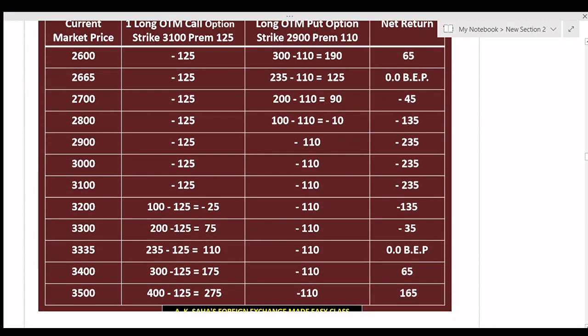Come to the table, you see the same thing. The maximum loss will remain the same in the region of 2900 to 3100, and when the market comes down or market goes up, the loss will gradually reduce up to the point BEP, and after that they reach the profit zone.